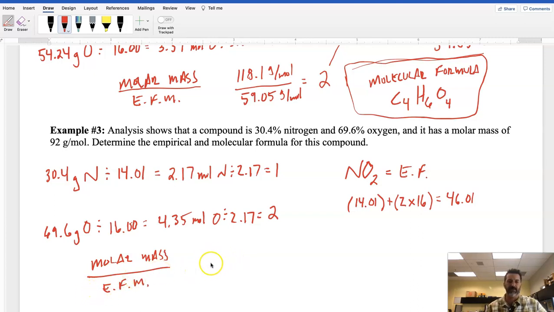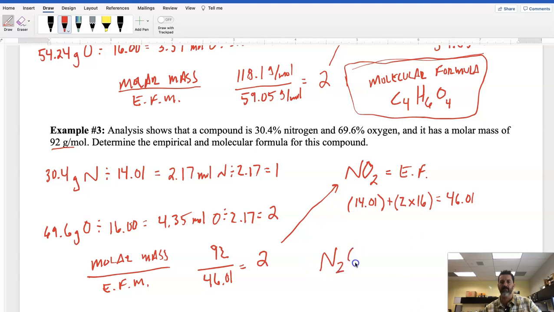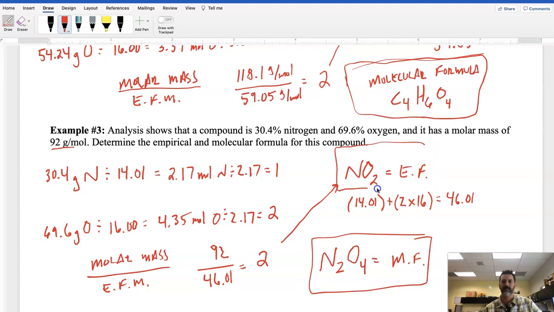Okay, so this is step 2 on the second part. So let's see. Molar mass is given in the problem. It's 92. Empirical formula mass, 46.01. And I can tell this is going to be 2 when I divide. So I'm going to multiply that back into my empirical formula, and I'm going to get N2O4 is my molecular formula. All right. I hope that helps.